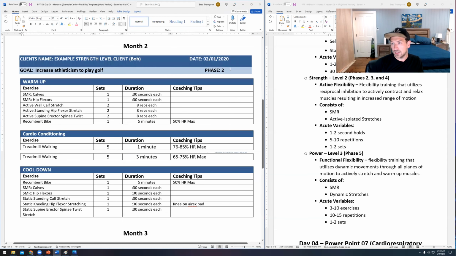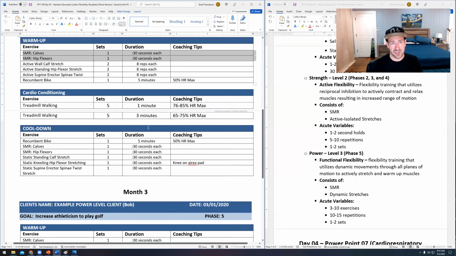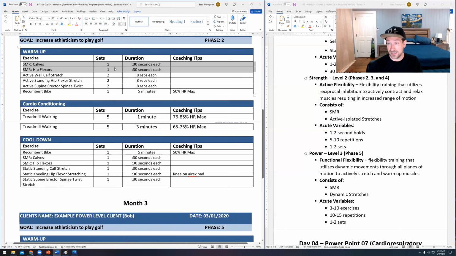Take a look here, right? February 1st. He's in phase 2 now, which means he's in the strength level, because phase 2, 3, and 4 are in the strength level. So now he's still going to do SMR exactly the same. I didn't change that at all. SMR, calves and hip flexors, 1 set, 30 seconds each.